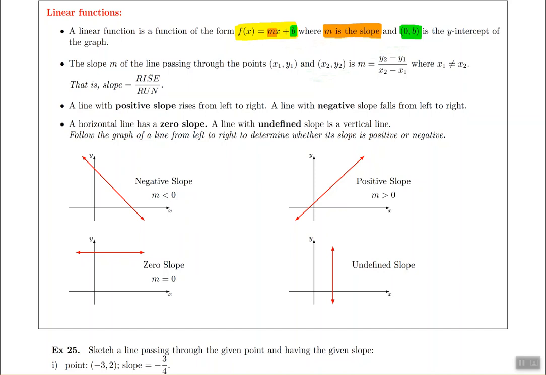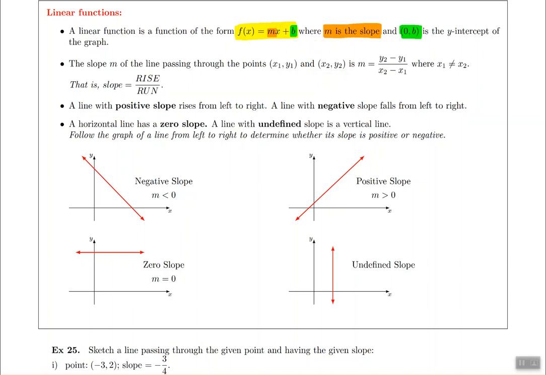Now m can be calculated using the formula y2 minus y1 over x2 minus x1. That's the slope if you're given 2 points. And you're probably familiar with this formula. And this formula is sometimes called the rise over the run. So when do we use this formula? We use this formula if the question is to find the slope and we're given only 2 points that belong on the line.